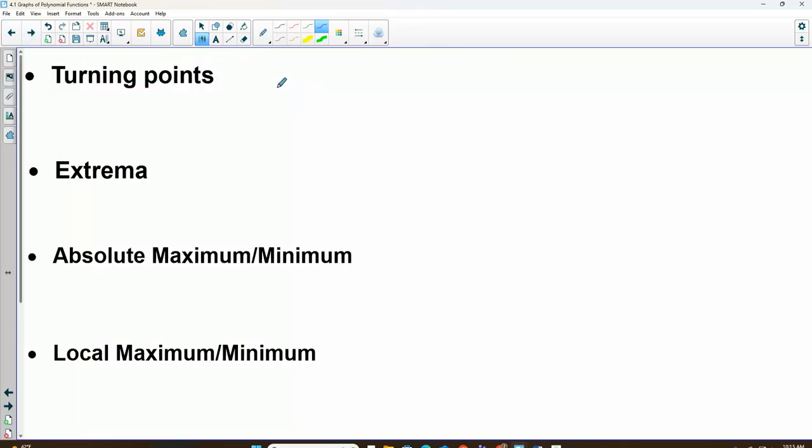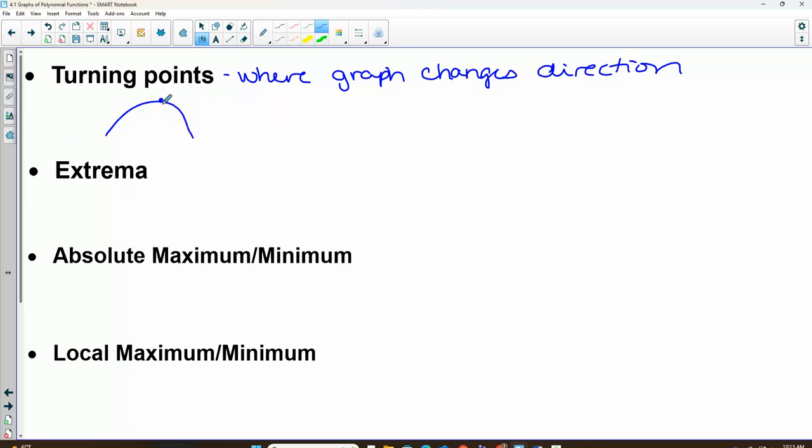When I say turning points, it's where the graph changes direction. Okay, so if I'm going up and I'm going down, that turns into a turning point. Or if I'm going down and I switch to going up, that's a turning point. Turning points can also be called extrema. That just means a max or a min.